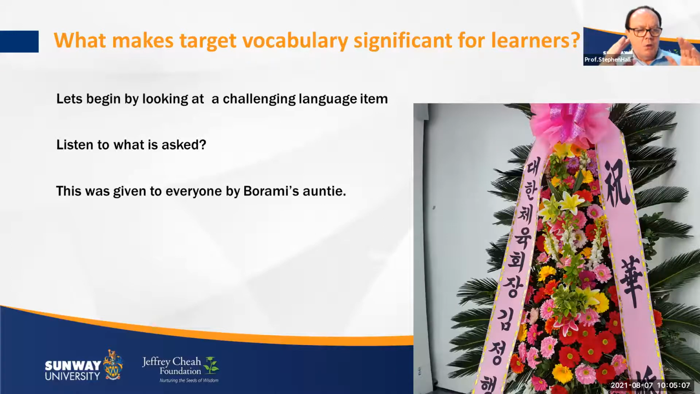Now, one of the big clues to learning is visual cues, but visual cues can be difficult. Okay, I want you to look at this challenging language item. It is not in English. This was given to everybody by Barami's auntie. Please type in the box, what do you think it is? And I'll tell you the reason I'm doing this weird thing shortly. But what do you think this is in the box? Could you type your answer?